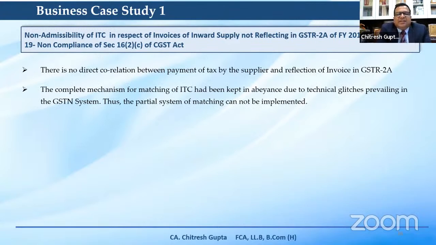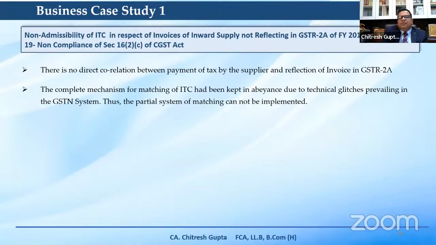Another contention I can give is the complete mechanism for matching of ITC has been kept in abeyance due to technical glitches prevailing in the GSTN system. Thus, the partial system matching cannot be implemented, meaning thereby, if you see earlier when the GST was introduced, there was a complete matching concept envisaged in the GST law. There was GSTR 1, then based on GSTR 1, the details of inward supplies were to be auto-populated to the recipient, and the recipient was required to modify, accept, reject those inward supplies, and based on that, the credit would be allowed to him in GSTR 2.